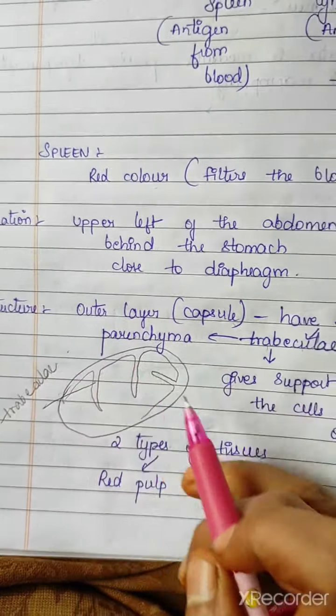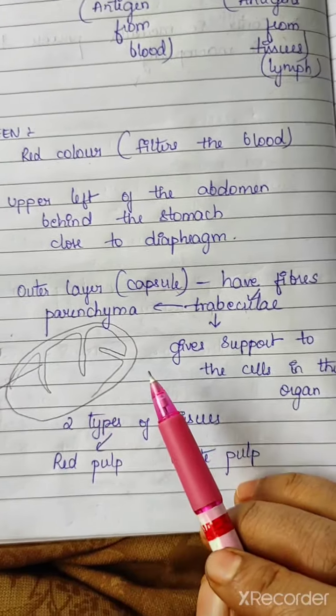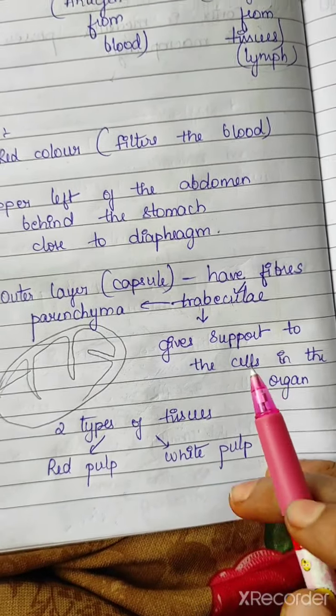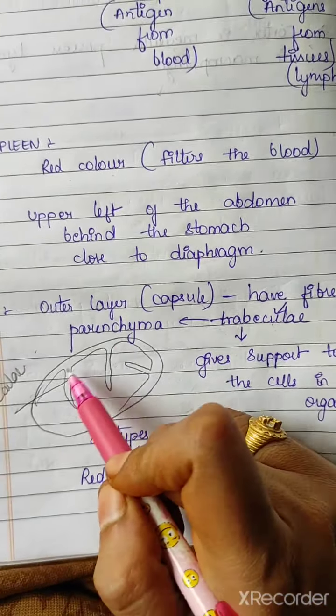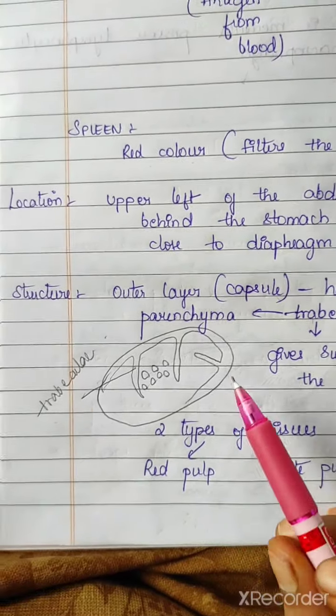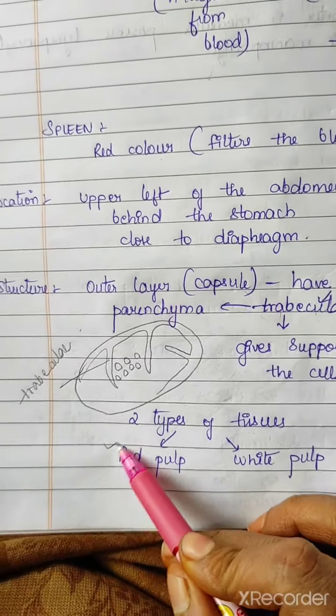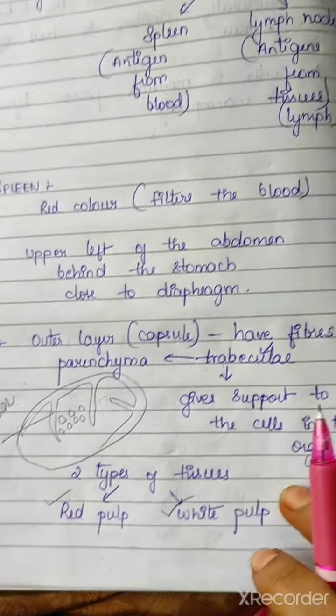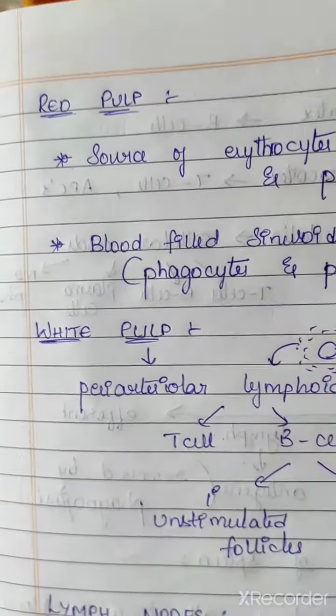This trabeculae helps in giving support to the cells in the organ. This is an organ, that is the spleen, and it gives support to the cells which are present inside the organ. There are two types of tissues mainly in the spleen, which are red pulp and white pulp. We'll see the red pulp in detail.